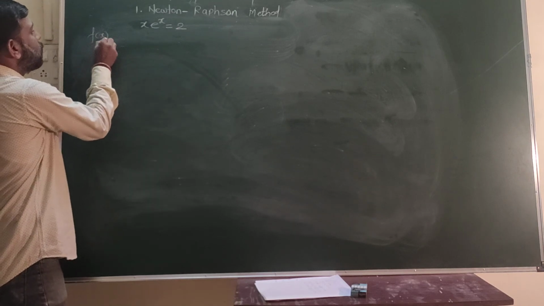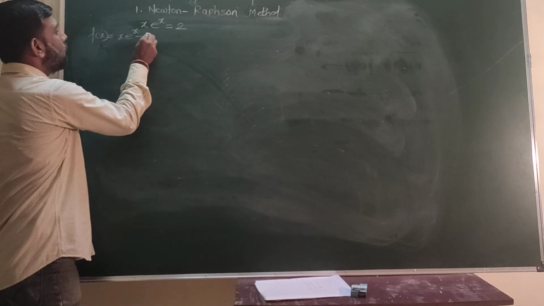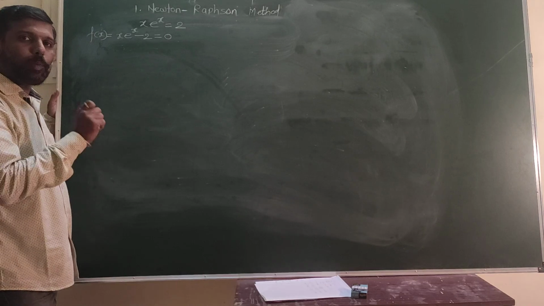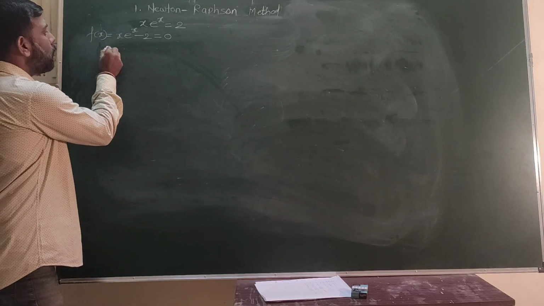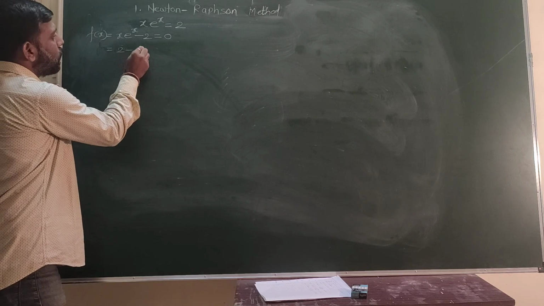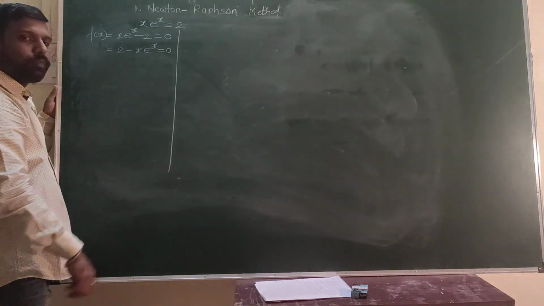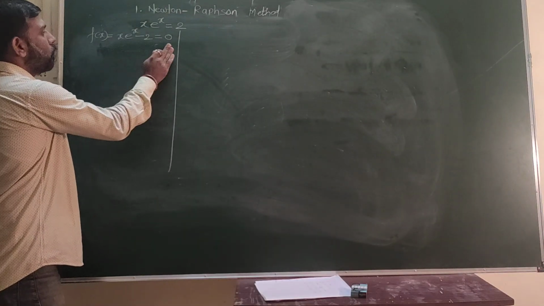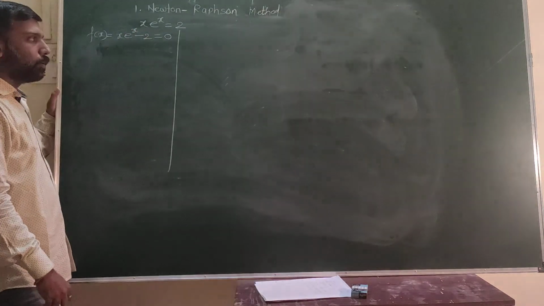Initially assume that f of x equals x e raised to x minus 2 is equal to 0. So we have to rearrange that equation in a proper form, that is, for f of x. We can also write this as 2 minus x e raised to x is equal to 0. So any one of these forms we can consider. Suppose we have considered here x e raised to x minus 2 is equal to 0.